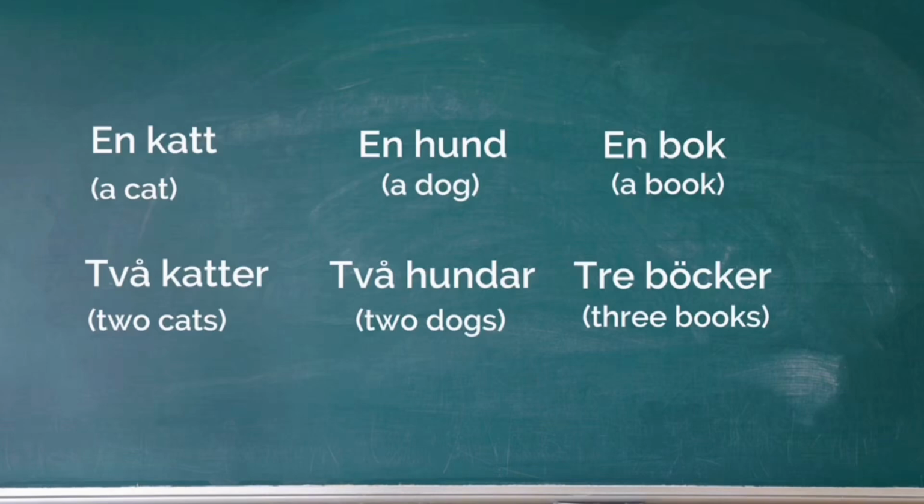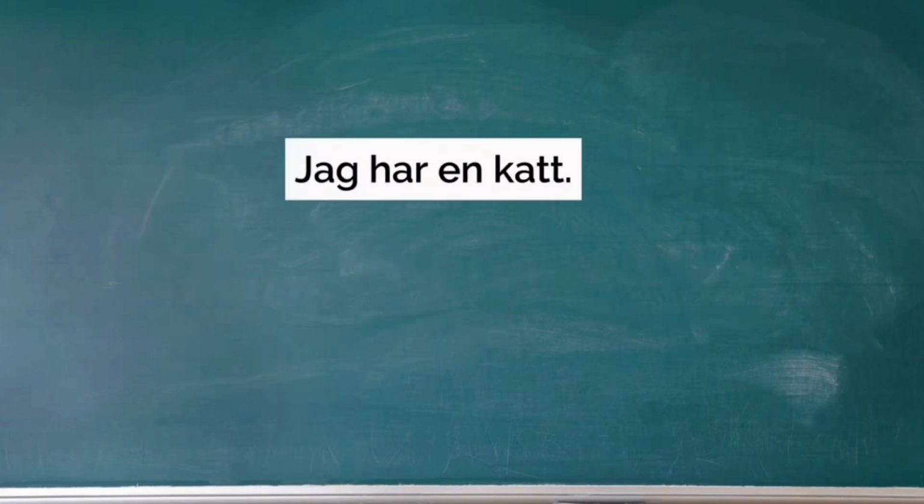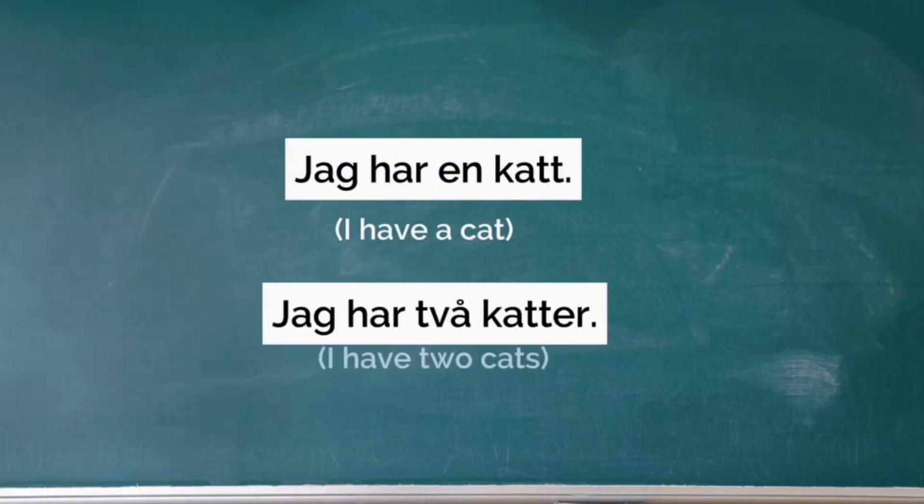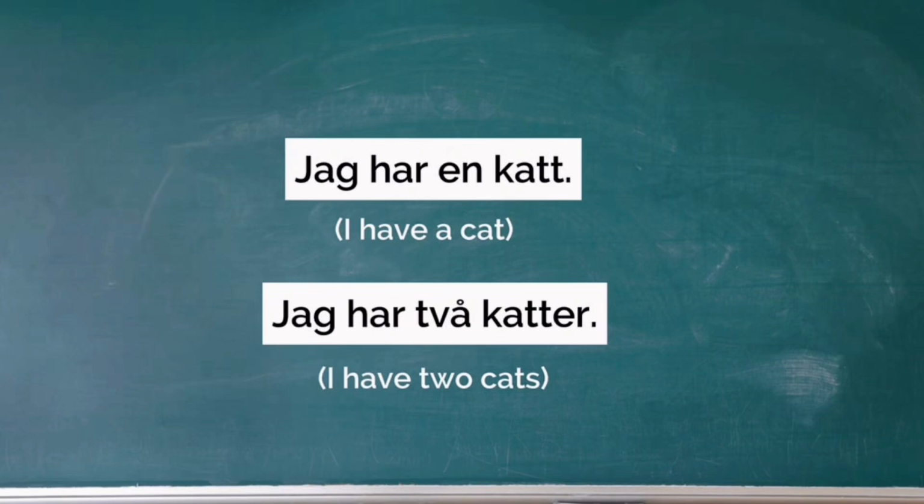Now try a full sentence. Jag har en katt. Jag har 2 katter. Notice how the word changes when we talk about more than one. Keep practicing by replacing the number with 3, 4, or 5.